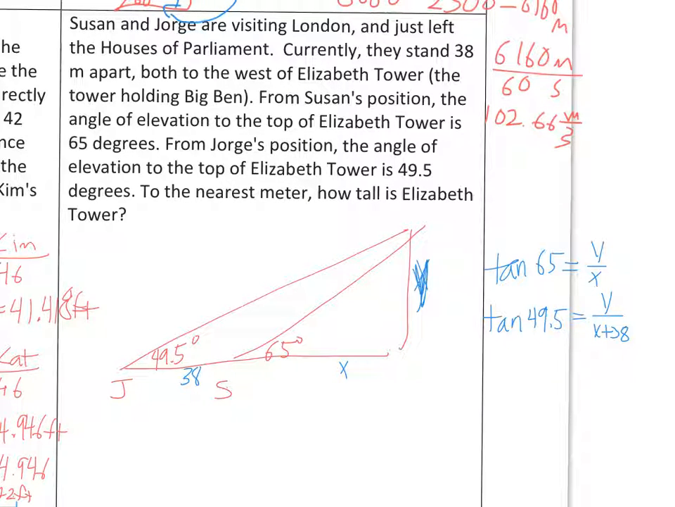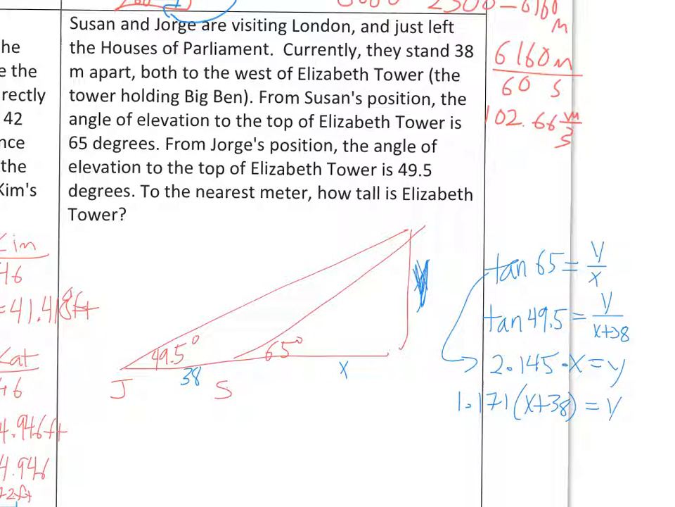I'm going to do some calculations to get some decimals. So we got tangent of 65. That's 2.145. 2.145 multiplied by x is equal to y. And for the other one, tangent of 49.5 is 1.171. 1.171 times x plus 38 is equal to y.